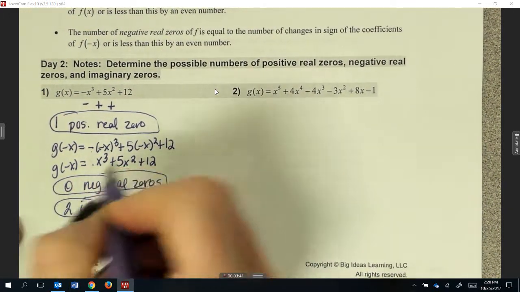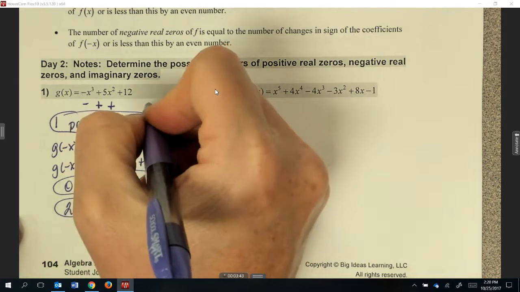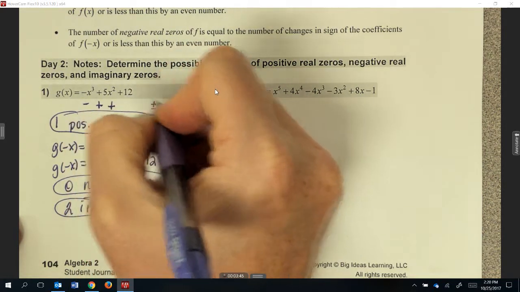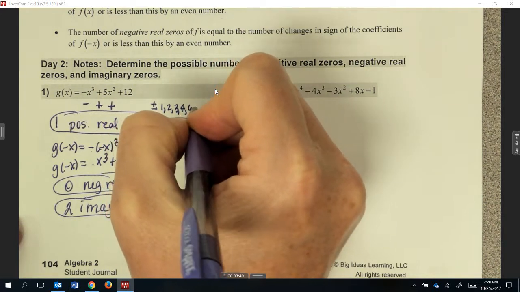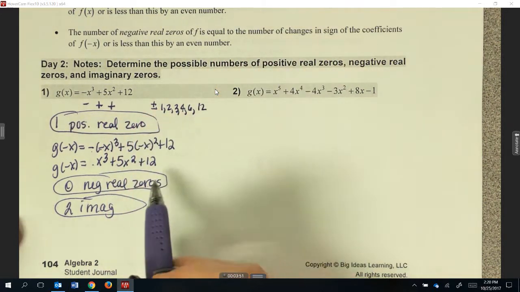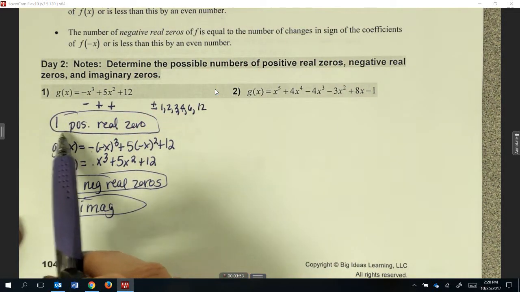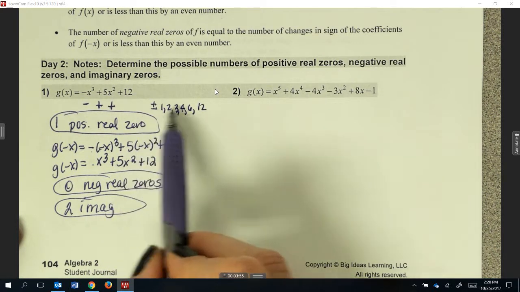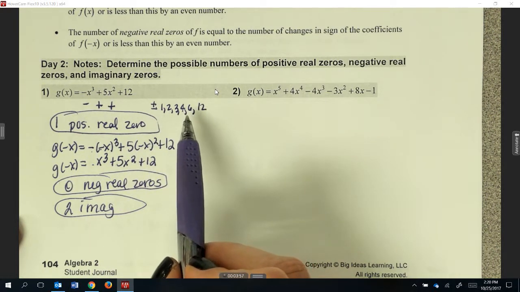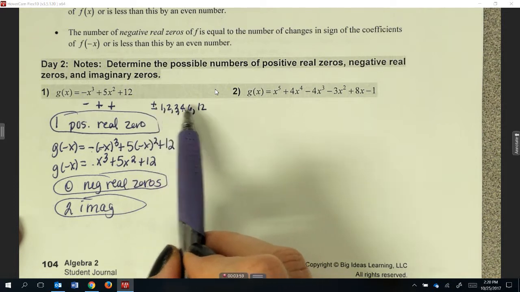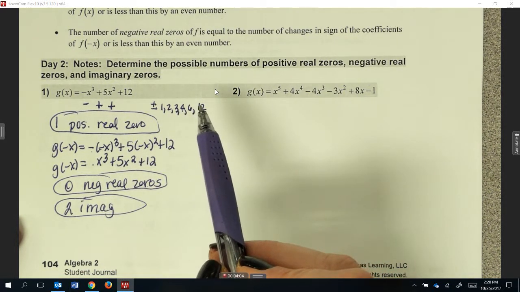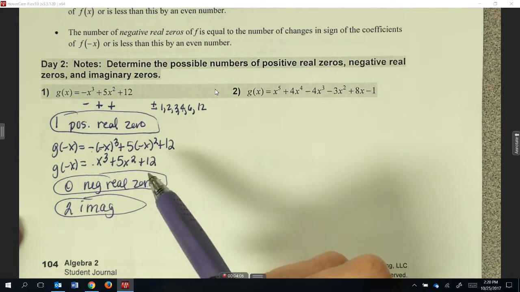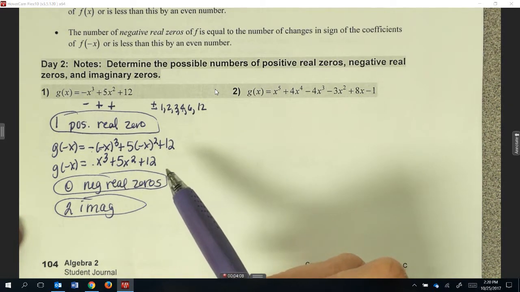Because when I put this all together, my possible rational roots are plus or minus 1, 2, 3, 4, 6, and 12. But since I know there can only be one positive real zero, I don't even have to check any of the negatives. And as soon as I find one positive real zero, I know I'm finished. There aren't going to be any others. So you can see how this could be a time saver for us if we use his rule of signs.